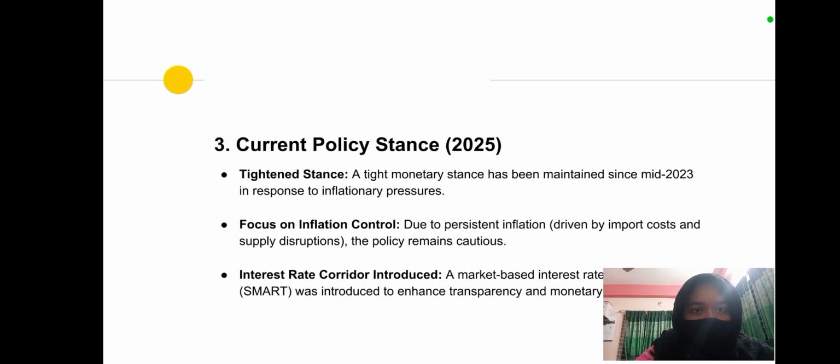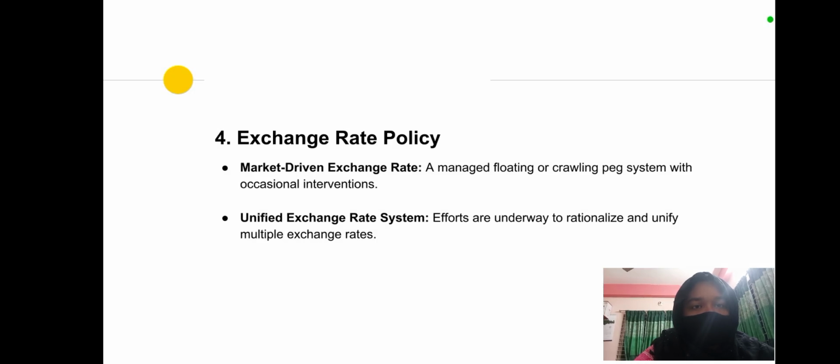A market-based interest rate framework was introduced to enhance transparency and monetary transmission. Then exchange rate policy, market-driven exchange rate, a managed floating or crawling peg system with occasional interventions. Then unified exchange rate system, efforts are underway to rationalize and unify multiple exchange rates.